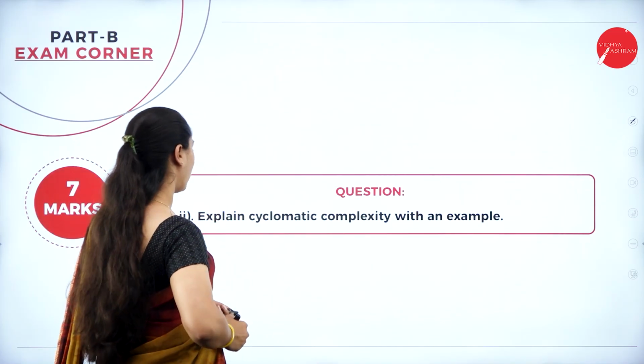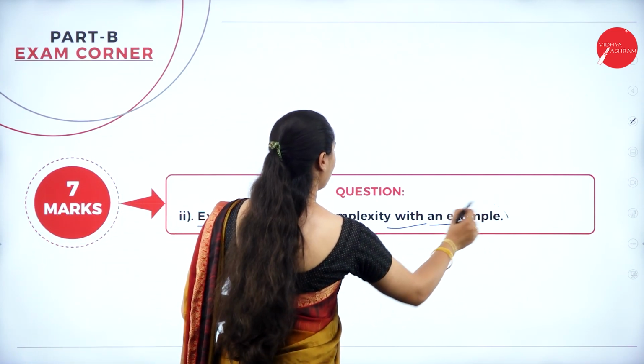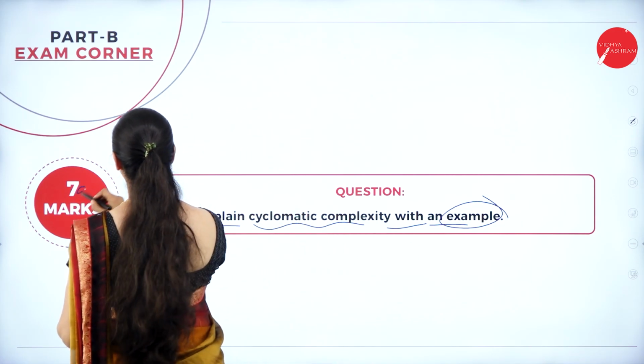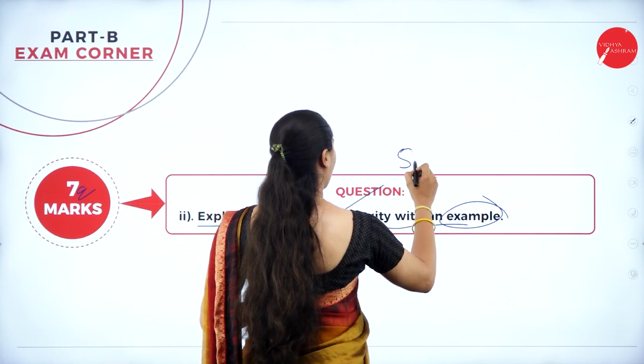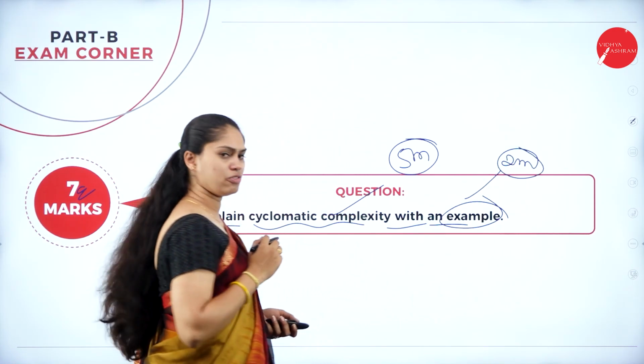Let me move to the next one, that is question number 2. Explain cyclomatic complexity with an example. And this is for 7 marks. So if you are explaining, this will be for 5 marks. If you are giving an example, then that will be for 2 marks.